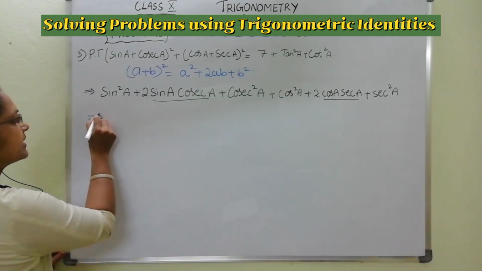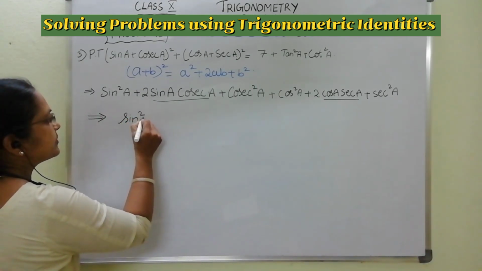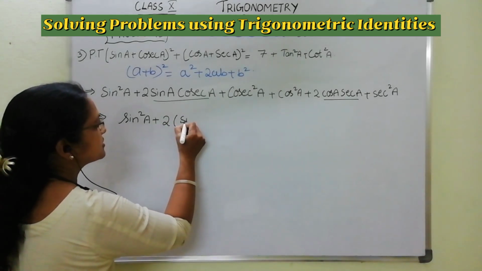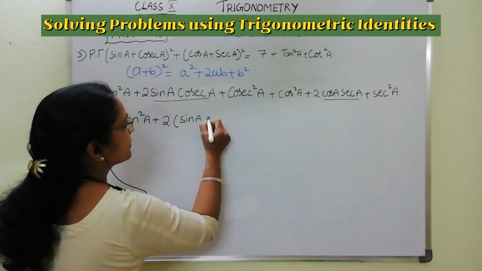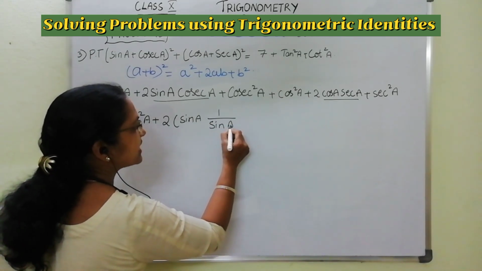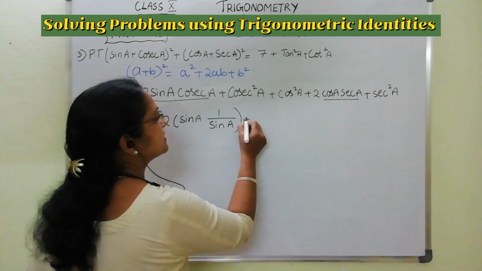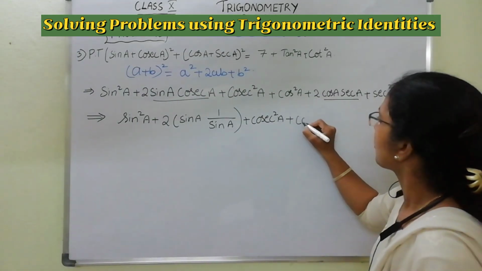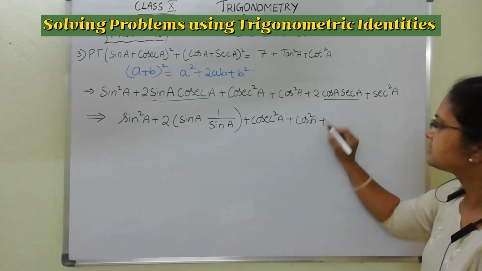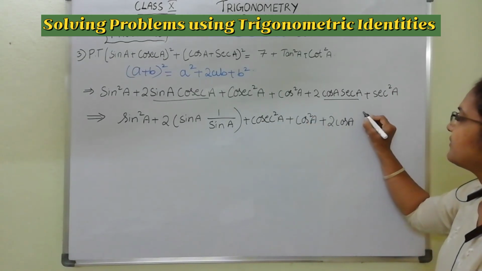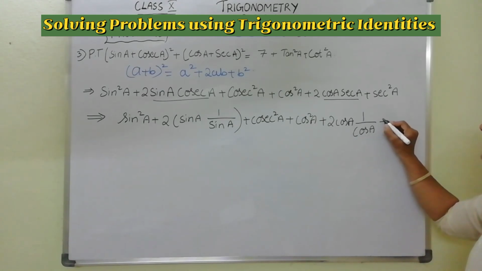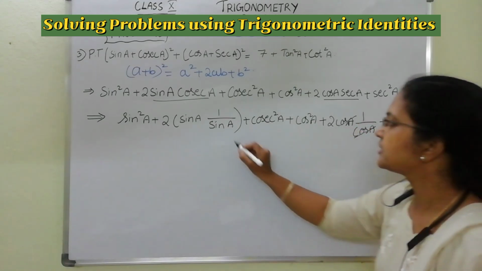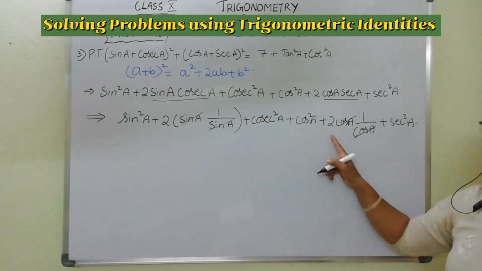Now let us rewrite the step again. Sin square A plus 2 into 1, or you can take an extra step, that is sin A and 1 by sin A, as they are reciprocal to each other, plus cosecant square A plus cos square A plus 2 cos A 1 by cos A plus secant square A. So we can cancel cos A here, sin A here. 2 plus 2 is 4.